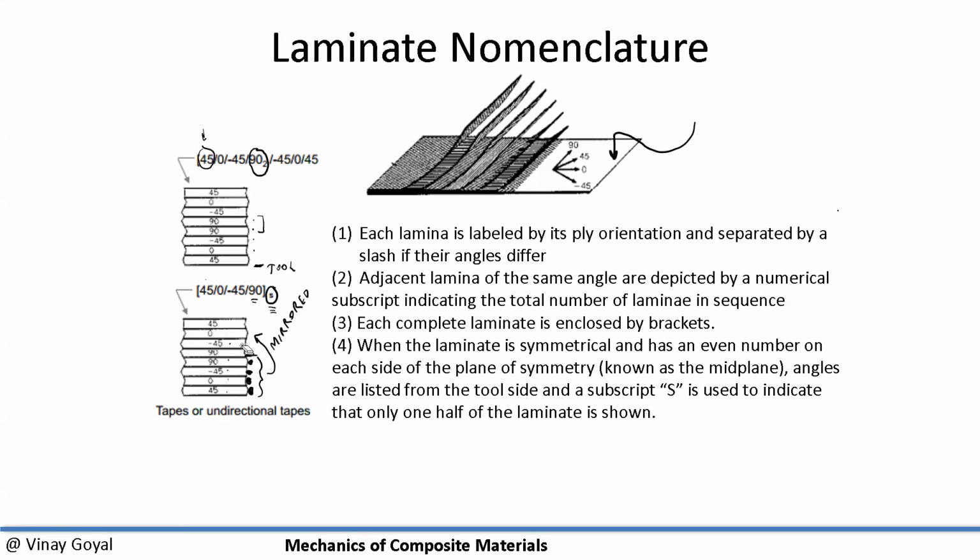Now, other types of situations you could have. You could have, for example, repetition. I have 45, 0, and suddenly I have minus 45, 90, and I want to repeat that 3 times. So instead of typing these 6 separate ply angles, I can just put them together like that. What that means is I have a ply sequence of 45, 0, minus 45, 90 adjacent, repeated 3 times in that sequential order from bottom to top.